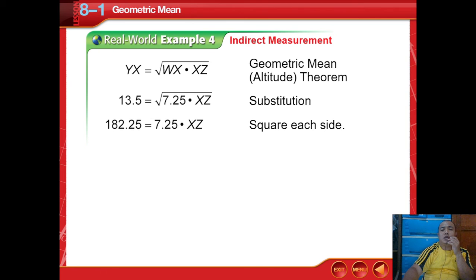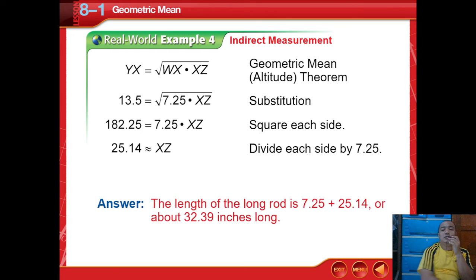Square each side: 182.25 is equal to 7.25 times XZ. Divide both sides by 7.25. Therefore, XZ is 25.14. So the length of the long rod is 7.25 plus 25.14, or about 32.39 inches long. So we have solved the kite problem applying the geometric mean altitude theorem.